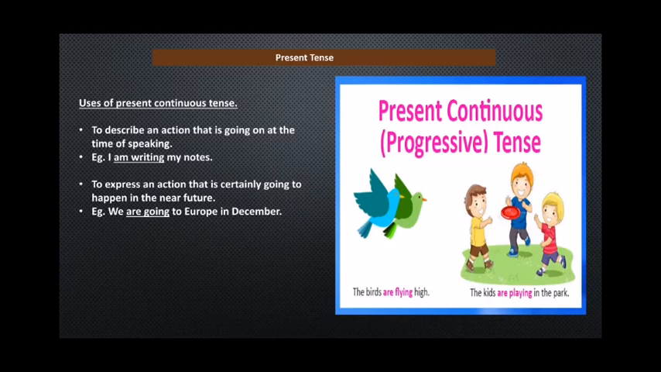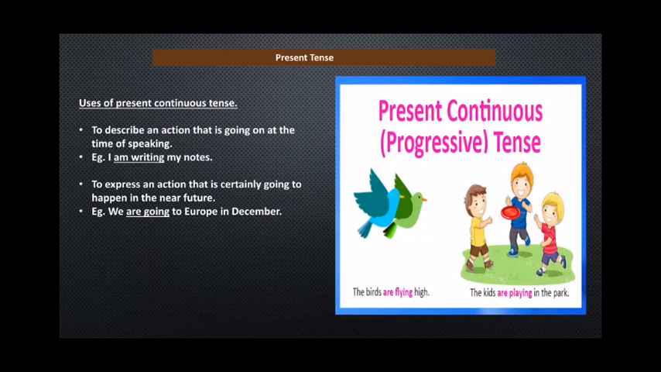In the picture, we have two sentences. The birds are flying high. Are flying is the present continuous tense. Second, the kids are playing in the park. So again, we have are playing as a present continuous tense. So children, the present continuous tense is also called the present progressive tense.